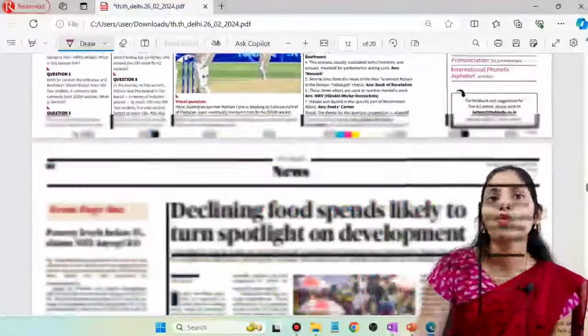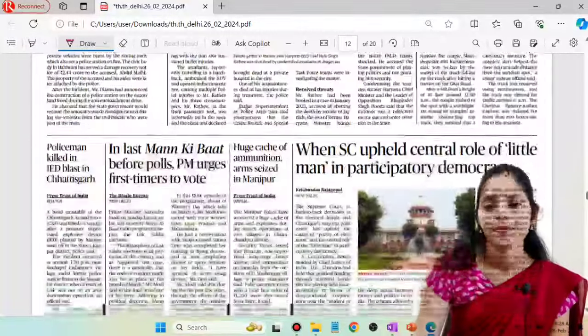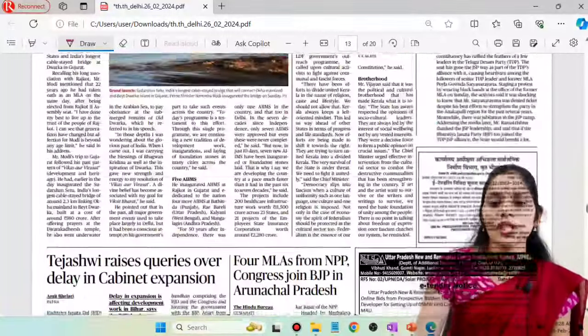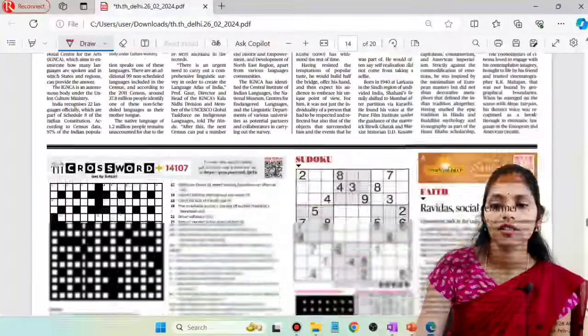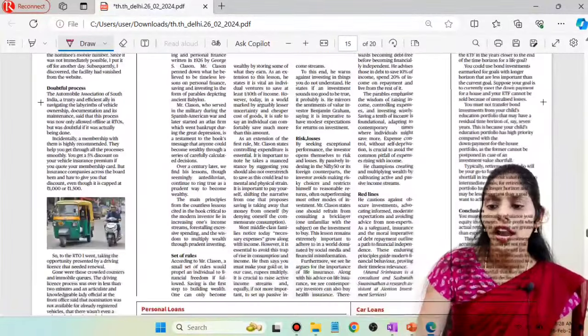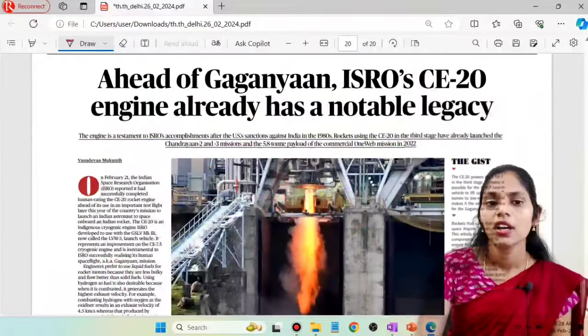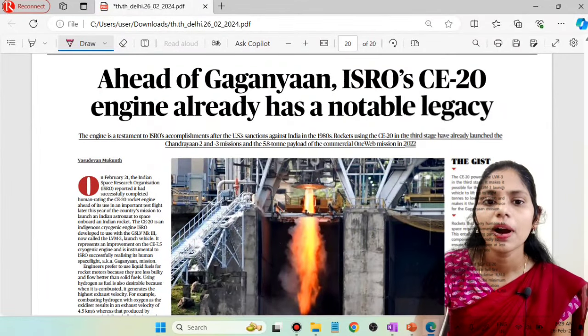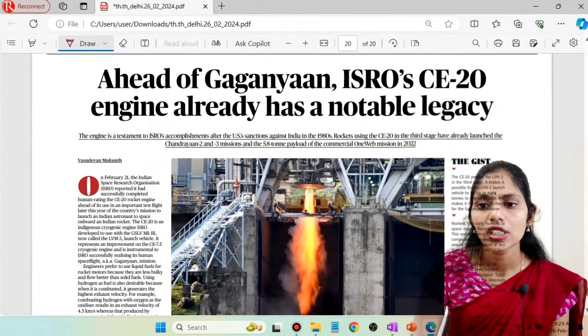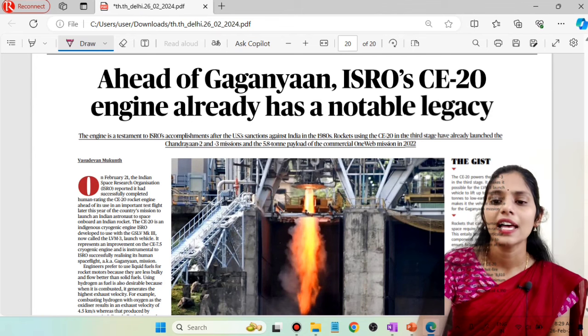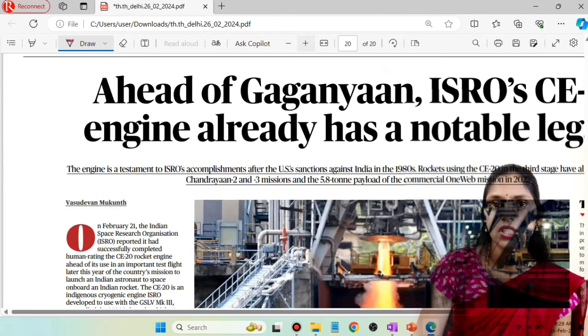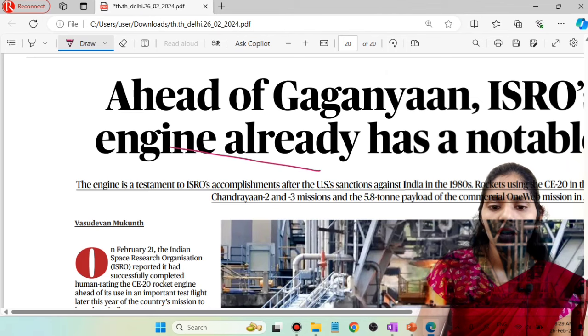Yes, and now let us move on to the news page. In this page I found nothing much important, and you can directly move on to the science page here at last. This topic is talking about Gaganyaan: the ISRO CE-20 engine already has a notable legacy. We already discussed what this ISRO CE is, that is the cryogenic engine, right?